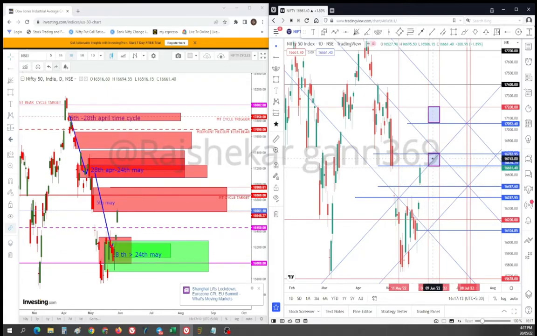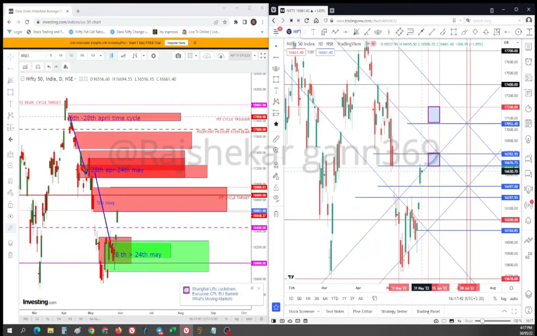Now this resistance will work when this time gets activated. So this is an area where price and time squaring can happen in the future. That date is between 6th and 15th. Till then, price may not hold this, it might break or it might retrace. Both are possibilities.